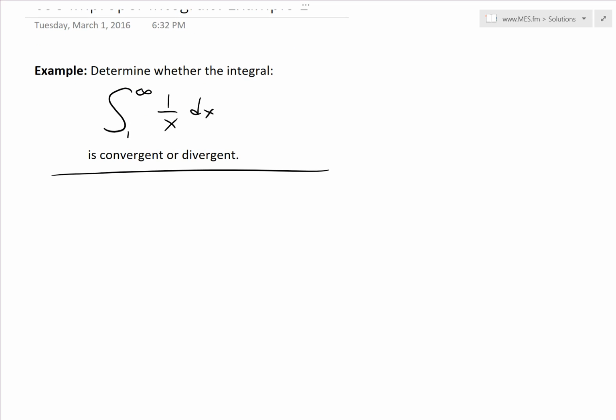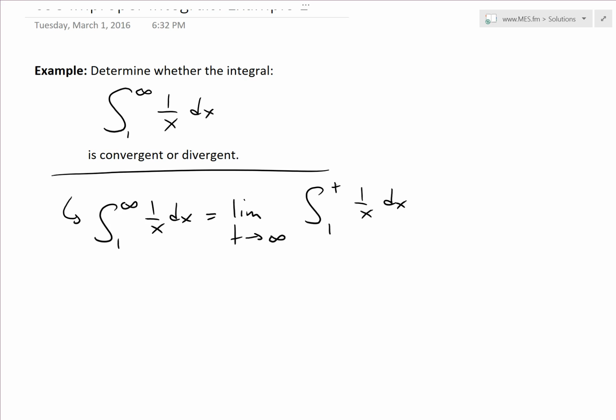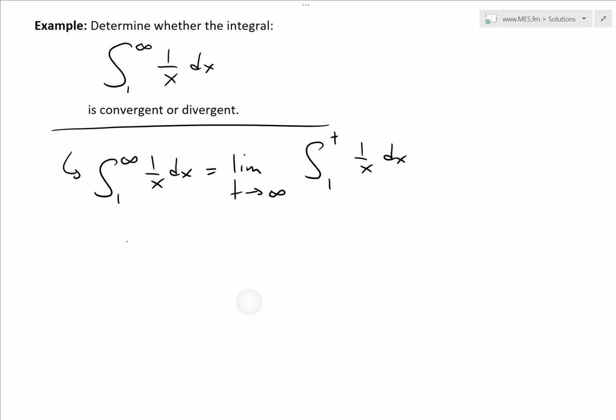Basically, we could write this integral from 1 to infinity of 1 over x dx as a limit. So, the limit as, let's say, t approaches infinity of, now instead of writing it 1 to infinity, we go 1 to t of 1 over x dx. So instead we're writing this infinite interval as a limit.